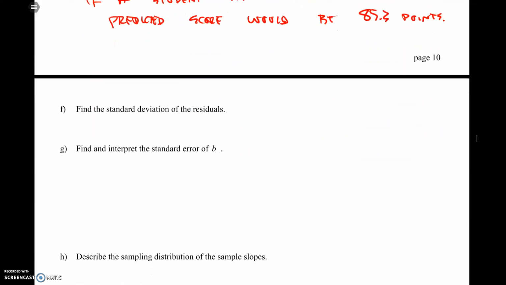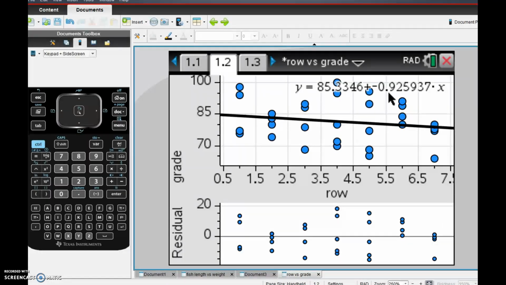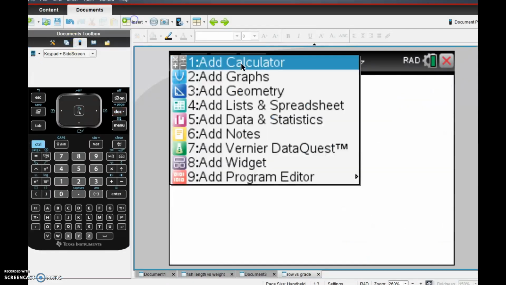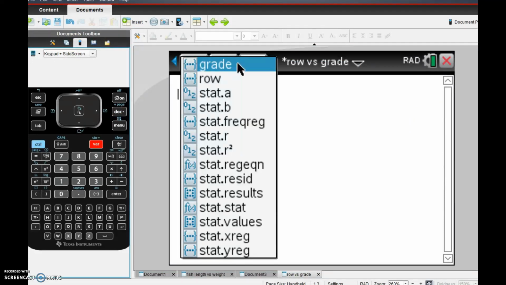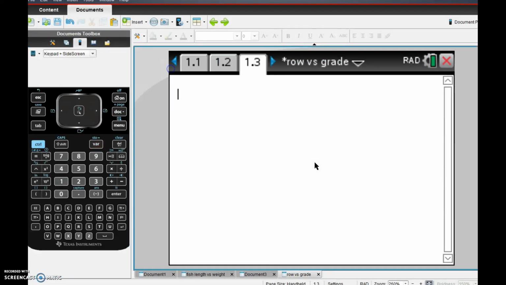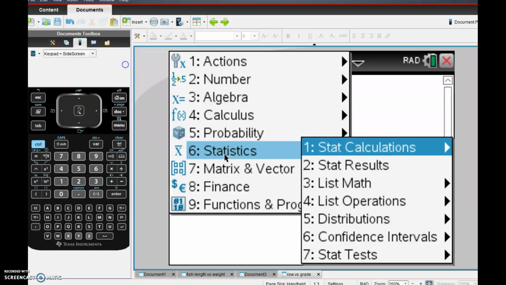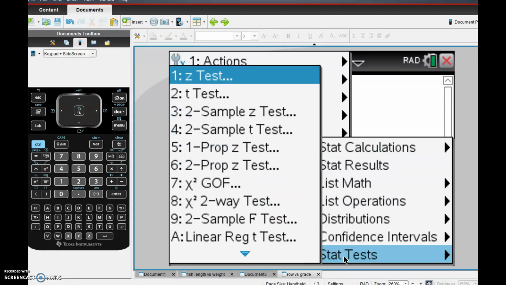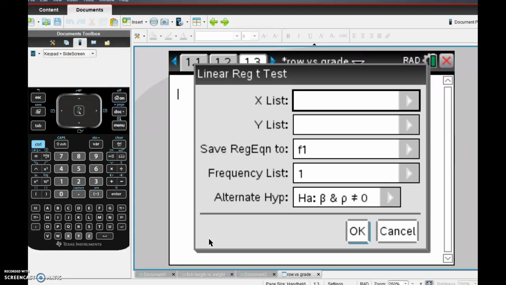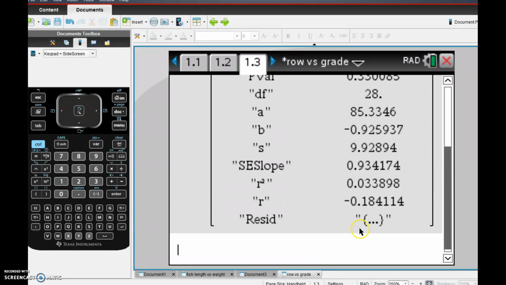Find the standard deviation of the residuals. So this is something we struggled with a little bit in chapter 3, because when you run that regression analysis, it does not calculate the standard deviation of the residuals. In fact, if you remember in chapter 3, I taught you to go to Menu, Statistics, Stat Tests, and had you run a linear regression t-test. Now at the time we didn't know what that was. We're actually going to learn what that is today or next video. And if you put in your row and you put in your grade, leave the rest alone, one of the outputs is the standard deviation of the residuals.